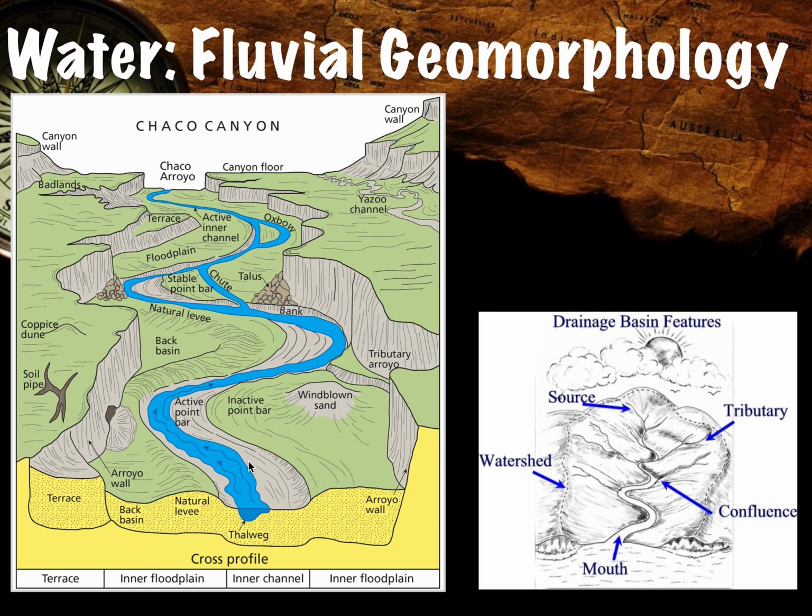Actually, sorry. Now that I'm looking at this, the water is flowing away from us. And notice these little arrows down here. Nonetheless, the water is flowing this way. So this would be the headwaters. This would be the mouth where the river is ending.